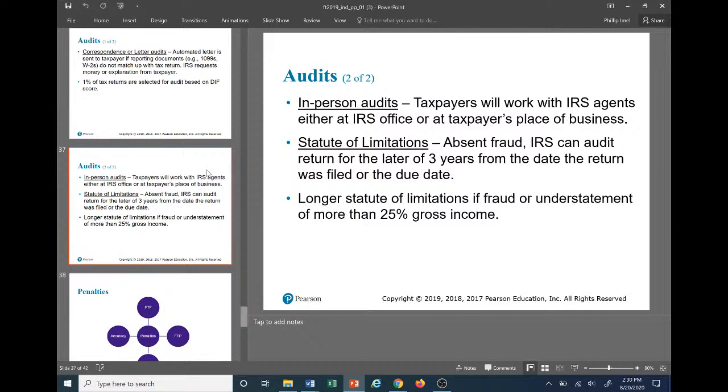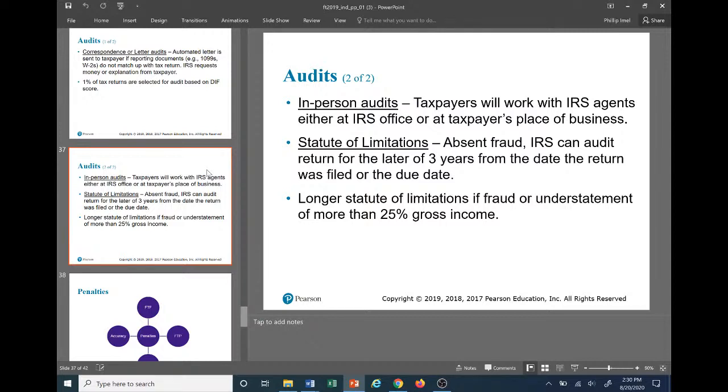So the norm is going to be 3 years from the due date of the return or when the return is actually filed if late. So 3 years from the due date or from whenever the return is filed, whichever's later. A good thing to know, the IRS can come back on you for 3 years is the statute of limitations. So on any of your past 3 years worth of tax returns, you can be come back on from the IRS. The good thing is it goes both ways.